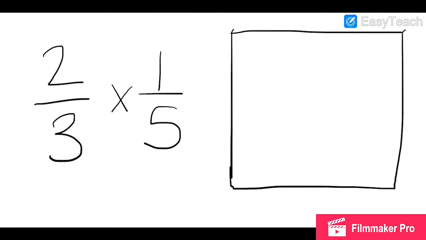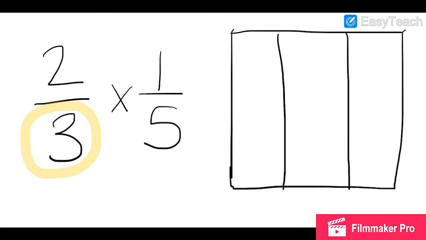Now I'm going to multiply a fraction by a fraction. 2/3 times 1/5. I want to solve this using an area model. First, I'm going to focus on 2/3. When I split this up, I want to make sure I have 3 parts. I'm going to do my 3 parts vertically. Here you can see I have 3 parts.